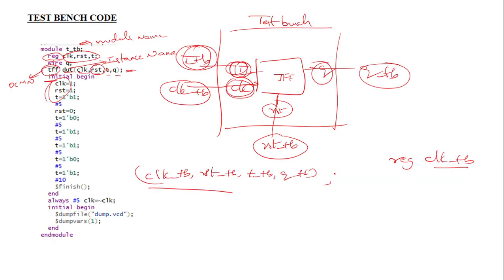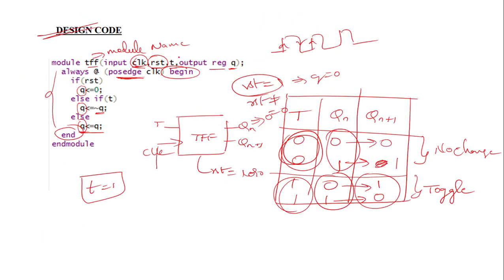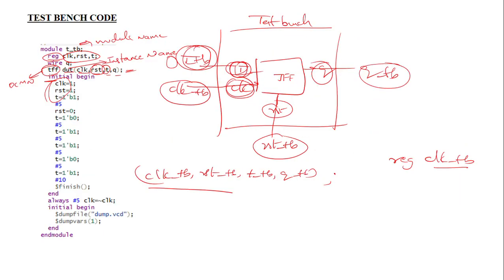So again, this reset is going to connect the second order in the reset here. T is connected to T here, and like that Q will be connected to Q. These are the test bench code variables. Whatever you have written here is a test bench variable, and this will be connected to the design code. By using this line you have to connect the design code with the test bench code.